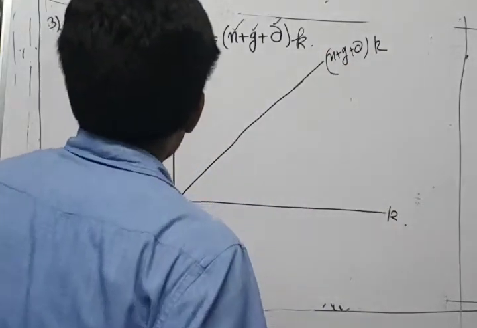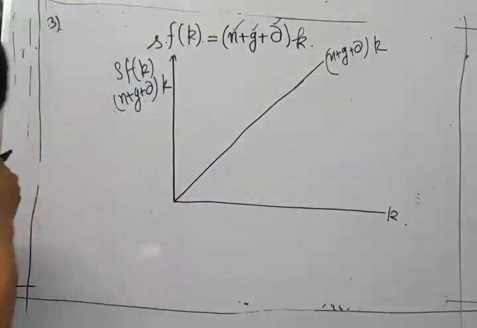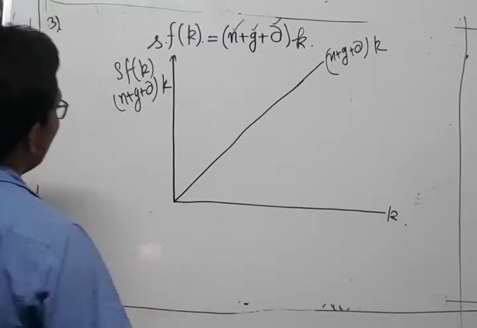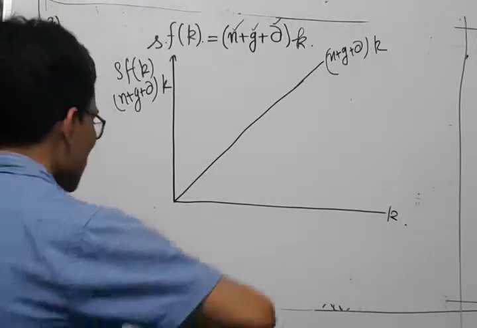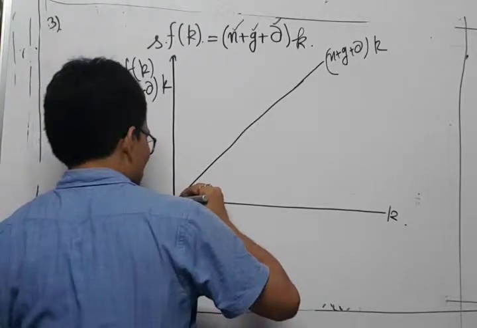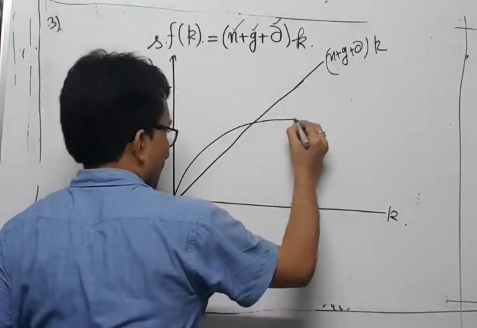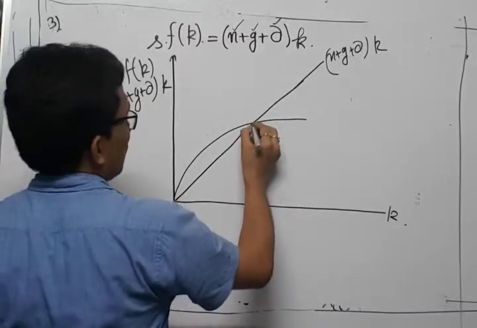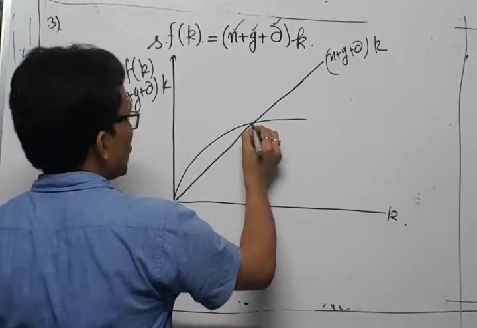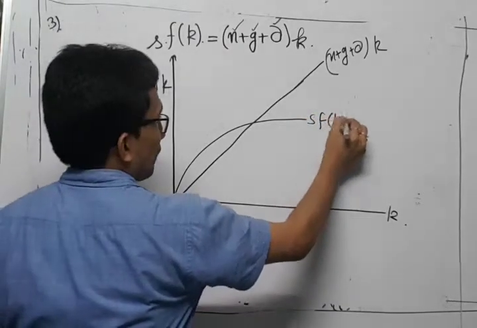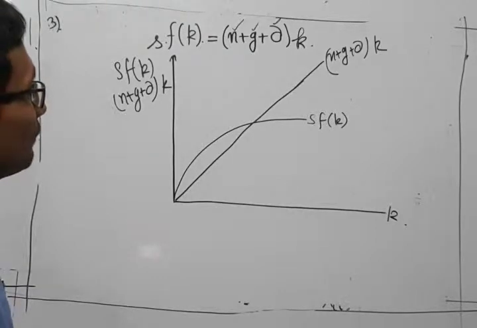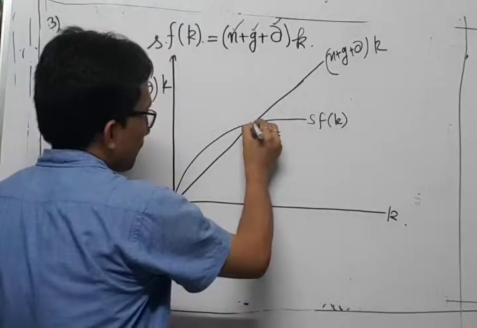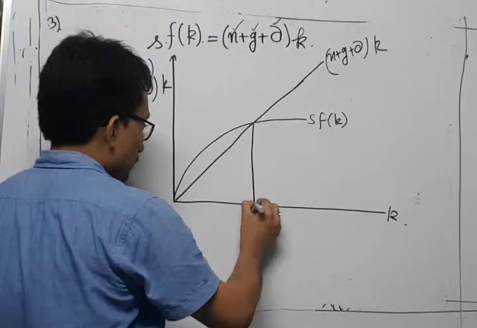Now f(k), the intensive form of the production function, is itself a function of the capital per unit of effective labor, and the proportion s which is being saved for investment will be depicted by this graph. The point at which this graph, that is s f(k), intersects the break-even investment line will give you the point of optimal capital per unit of effective labor.